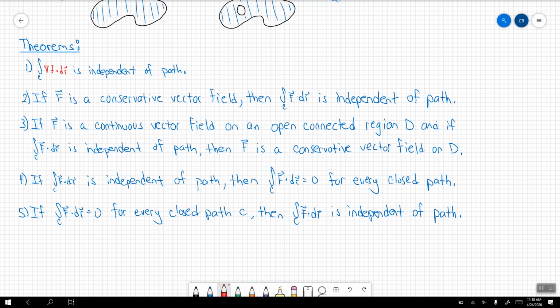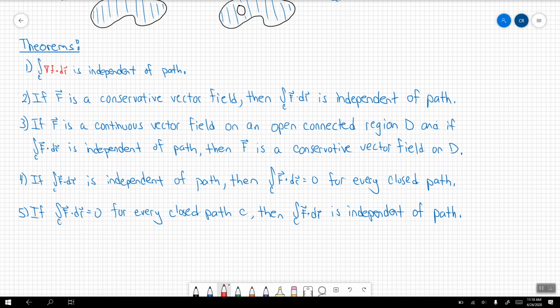All right, so 1 and 2 make that if and only if statement for this theorem. Number 3, if F is a continuous vector field on an open connected region. Again, there we have that definition for open connected. Open means it doesn't contain any of its boundary points, and connected means we can connect any two points with a path that lies completely inside of that region. And if the line integral is independent of path, then the vector field is a conservative vector field over that region D.